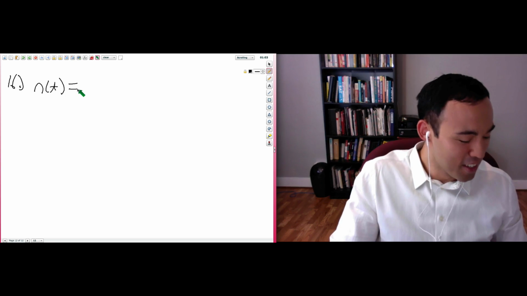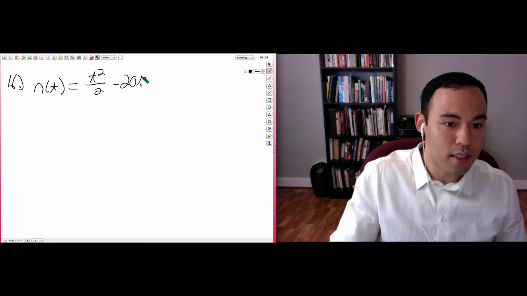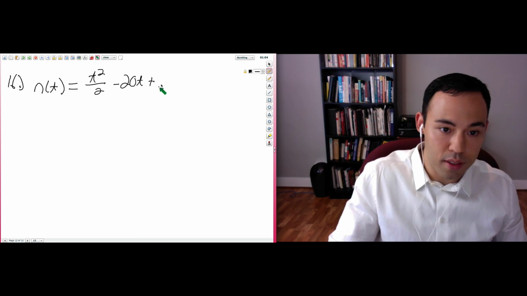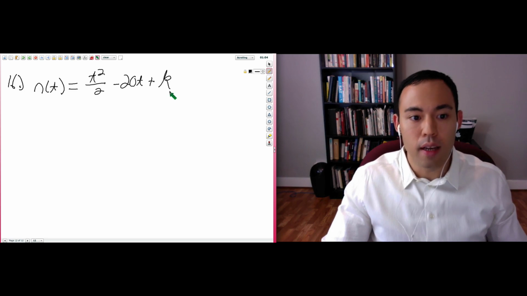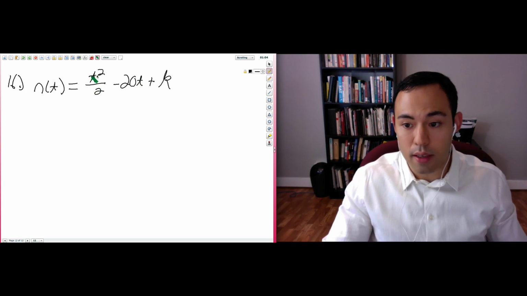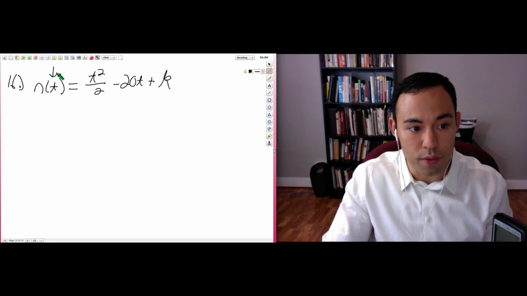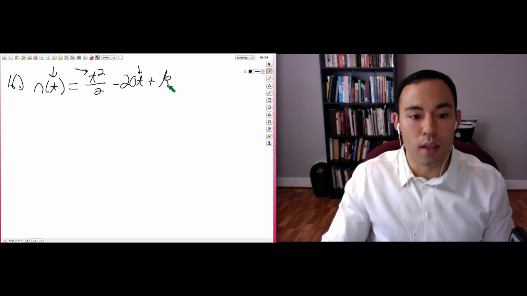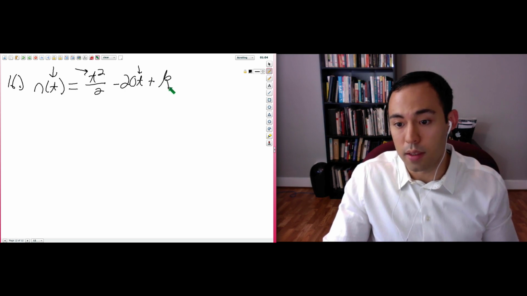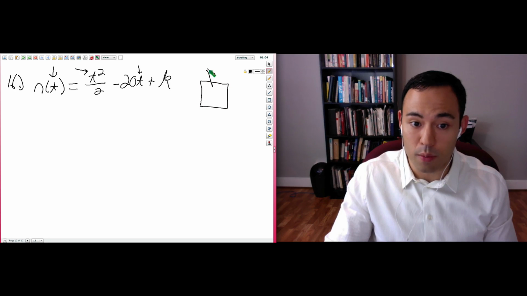So n of t equals t squared over 2 minus 20t plus some constant k. What does that mean, a constant k? That means that unlike a variable, the t, it does not change. So the variable can change. We can plug in new numbers into the function, which then get plugged right into where those variables are. Though variable, it varies, those can vary, but constants don't. It's just that it's an unknown number. They don't give us that number. That's what that means.